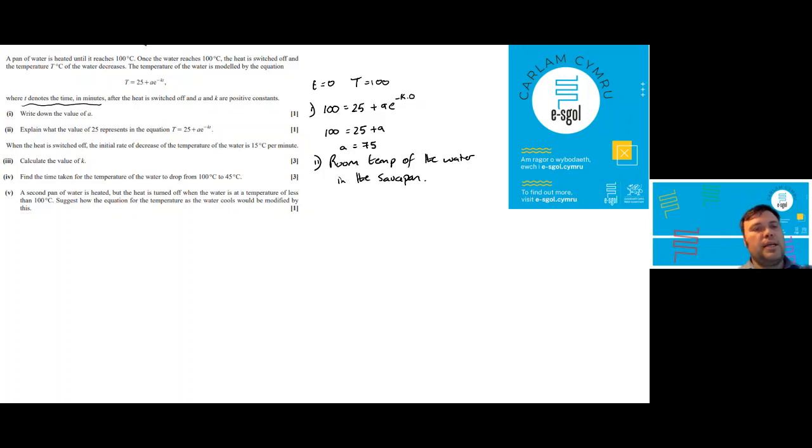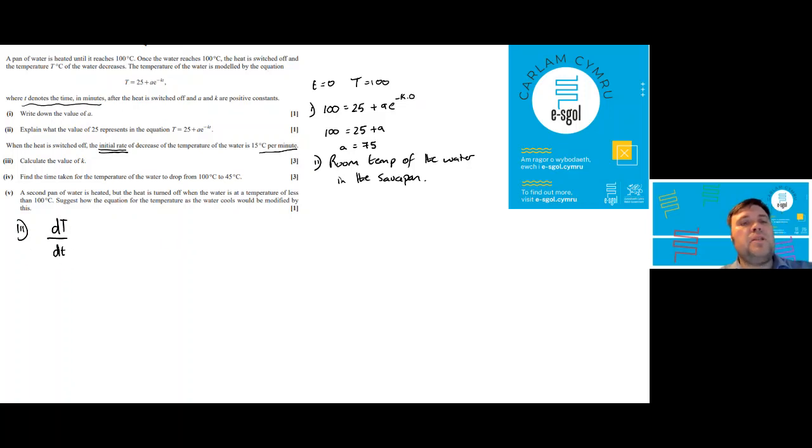Right, so we've done those two, tick, tick. Now then, part 3. When the heat is switched off, the initial rate, and that's the important thing, rate, the initial rate of decrease of the temperature of the water is 15 degrees centigrade per minute. And again, those units are important, because it is saying that the rate of change, which is the change in the temperature over the change in time, we can also write as dT by dt.